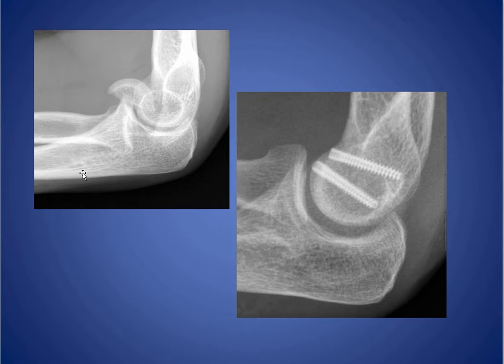Another example of a capitellar fracture, you see this large displaced capitellar fragment here in the anterior joint. This was reduced and fixed with these threaded screws.